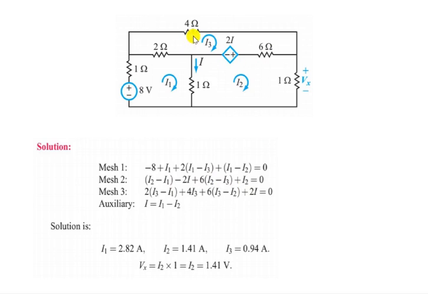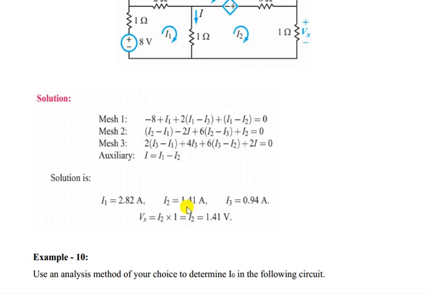Okay. For I3 also you can write similarly the equation, and here this I is nothing but I1 minus I2, which is the controlling current. So I equal to I1 minus I2. This is the auxiliary equation that we got from the dependent source. This term you can put here wherever there is a 2i, and here also 2i. We can put I1 minus I2 here, and we can solve this equation to get I1, I2, I3 and Vx.